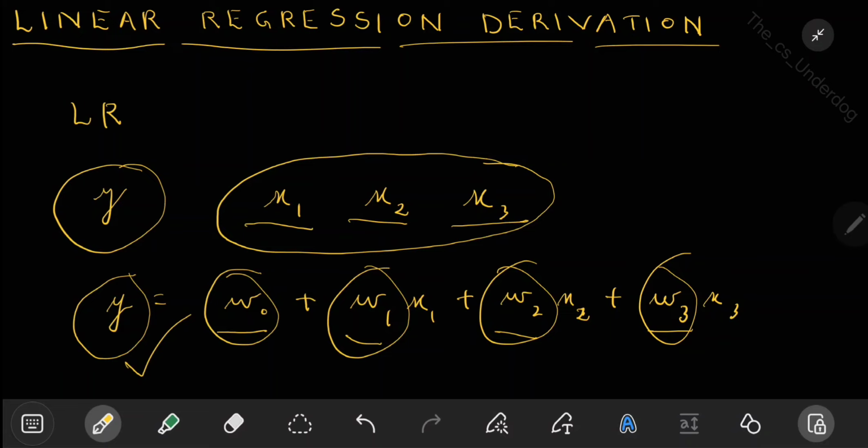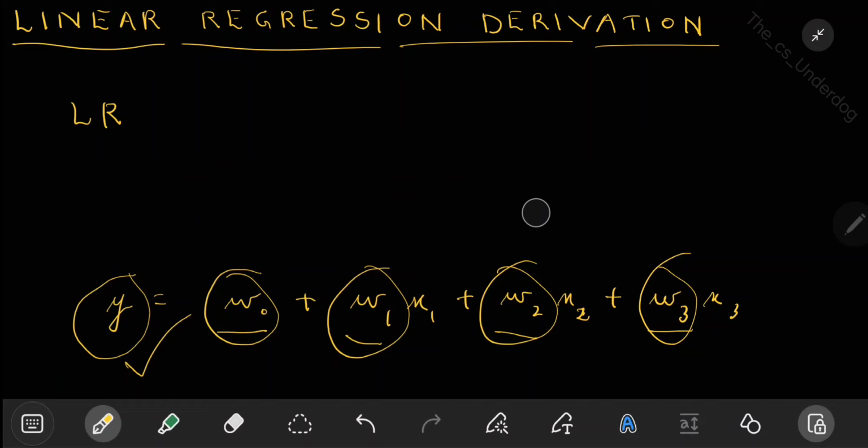So coming to the derivation, what would you want to derive? That's the first thing. What is our aim if we want to derive the equations for linear regression? You want to derive the values of the coefficients, that is w0, w1, w2, w3. So in this lecture, we'll be taking the case of univariate linear regression, and in the next lecture, we'll see the case of multivariate linear regression.